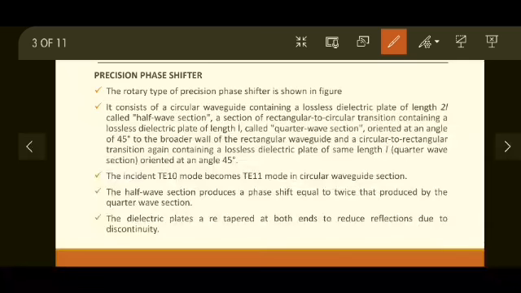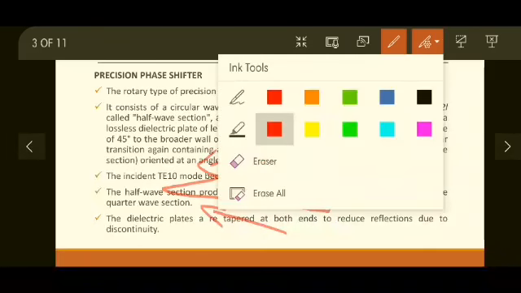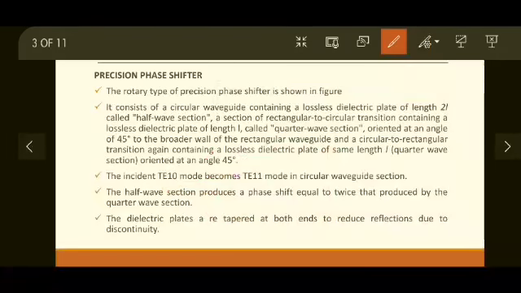Okay, so dielectric plates are re-tapered at both ends to reduce reflection due to discontinuity. Now tapering means smoothing or lessening the width. So this is called tapering, lessening the width. Because of the presence of these plates, waves may reflect within the waveguide. So to reduce this effect of reflection, they are tapered.